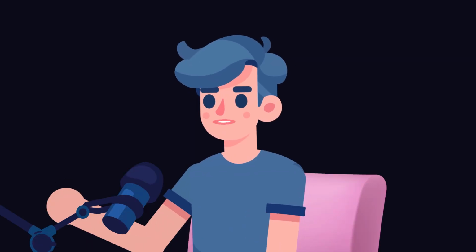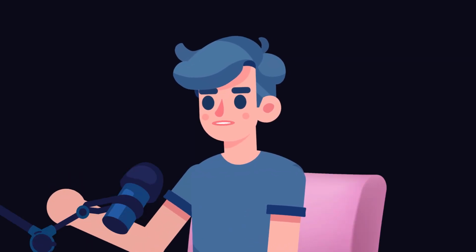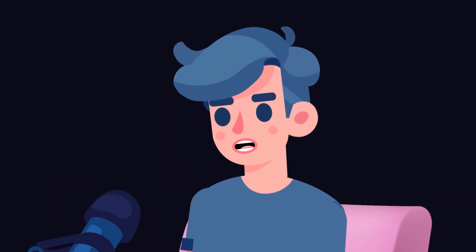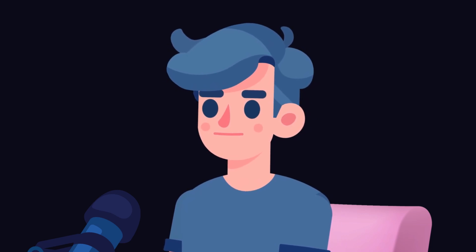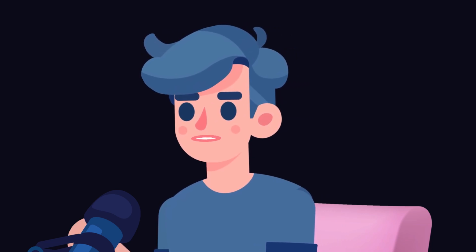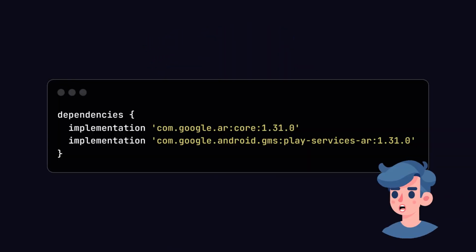Next, we need to integrate AR Core into our project. Visit the AR Core developer site and download the AR Core SDK for Android. Place the SDK in the libs folder of your project. Now that we have the AR Core SDK integrated, we will modify our app's Gradle files to include necessary dependencies. Open your build.gradle file and add the following dependencies. This includes AR Core and Google Play services.